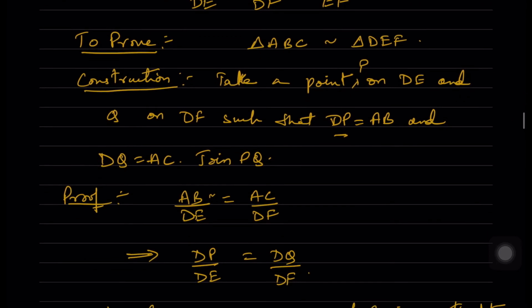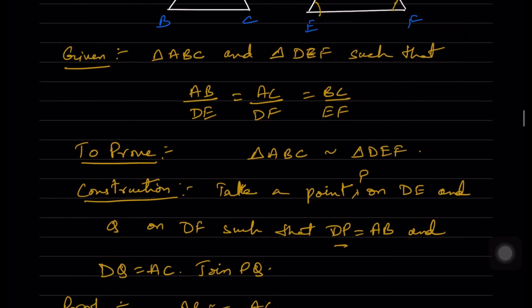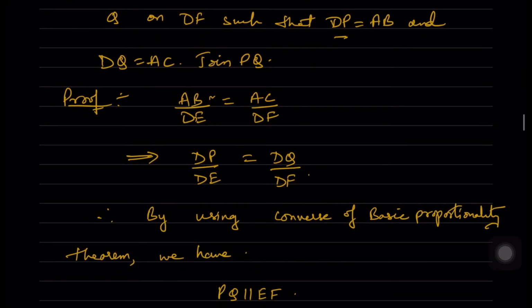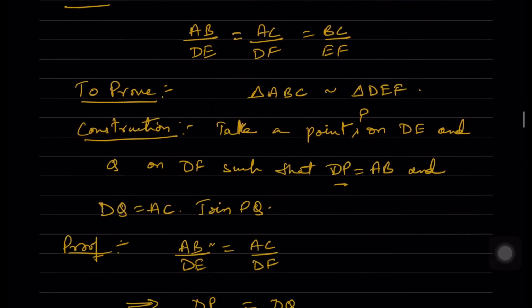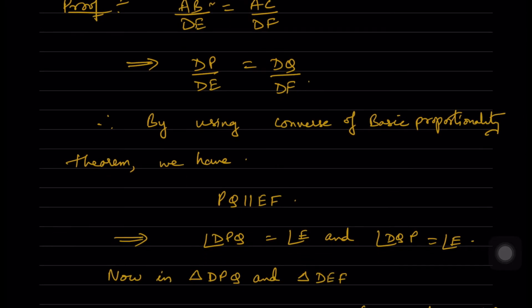Now you have that AB by DE is equal to AC by DF. This is from the given part we are taking. Which implies that DP by DE is equal to DQ by DF. Therefore, by using the converse of the basic proportionality theorem, we have PQ is parallel to EF, if one line divides the other two sides of the triangle in the same ratio.